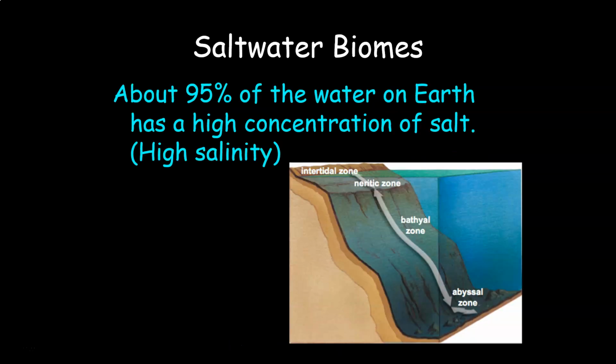So if we're talking saltwater biomes and we're sort of moving away from just those estuaries that are the connection between freshwater on land and the big oceans, let's talk about how we divvy out ecosystems within these saltwater biomes then. Because about 95% of water on Earth has a really high concentration of salt. It's a high salinity environment, so they would be defined as these saltwater biomes, and most of that is ocean.